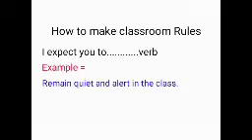Let's see some examples of good rules inside the classroom. Before going to the examples of the rules, it is extremely important for teachers to know how to make effective rules for the classrooms. Classroom rules are basically expectations for the students. You need to have this phrase in your mind, like "I expect you to," and then you will use a verb. Your rule must start with the verb, but you are not supposed to write "I expect you to" every time before writing any rule. For example, I expect you to remain quiet and alert in the class.